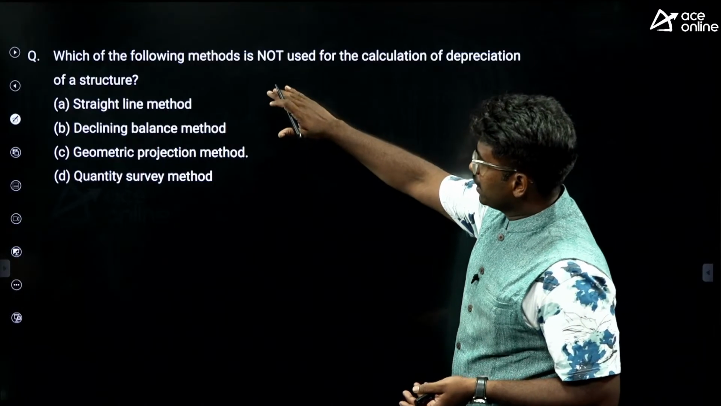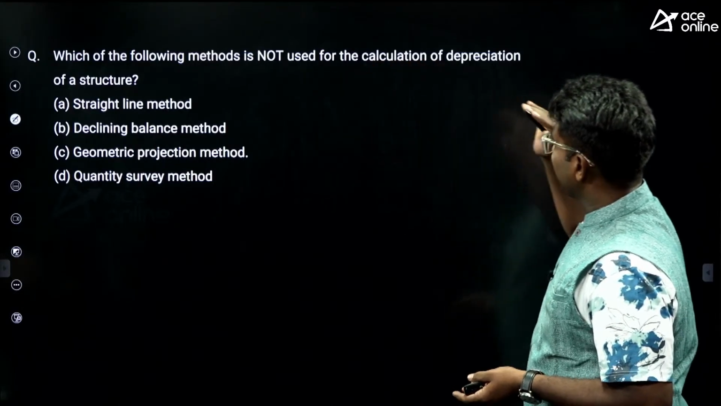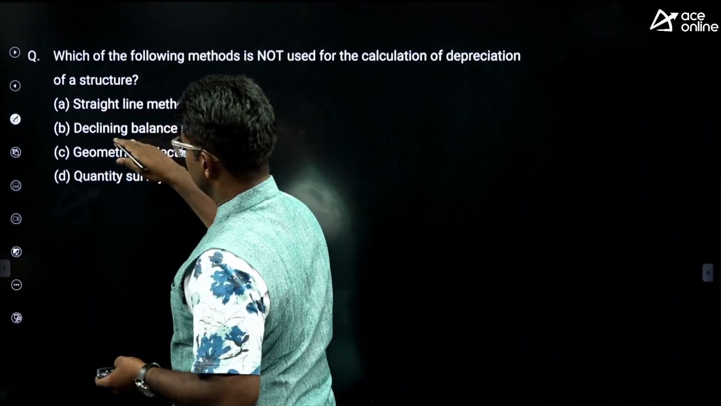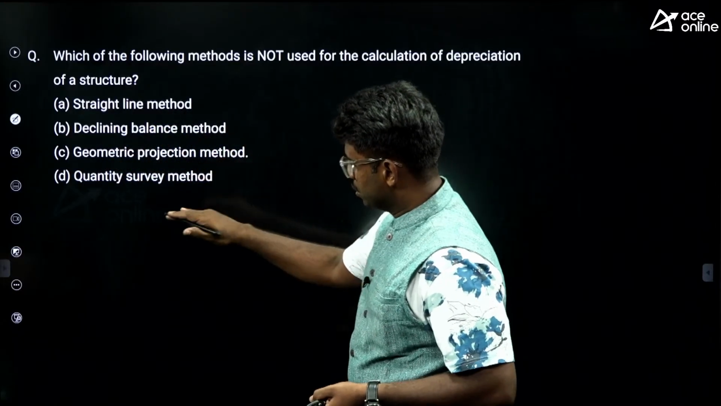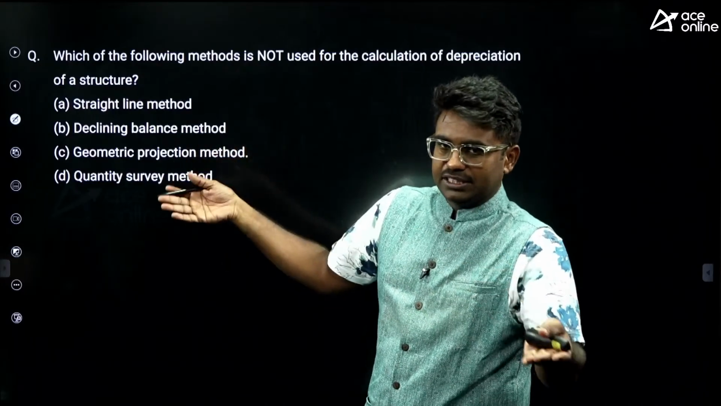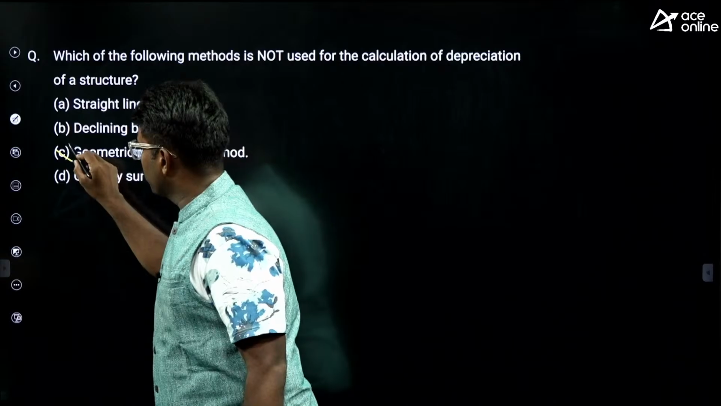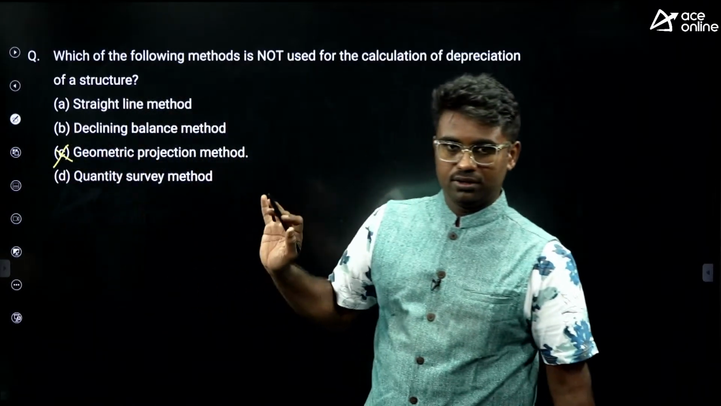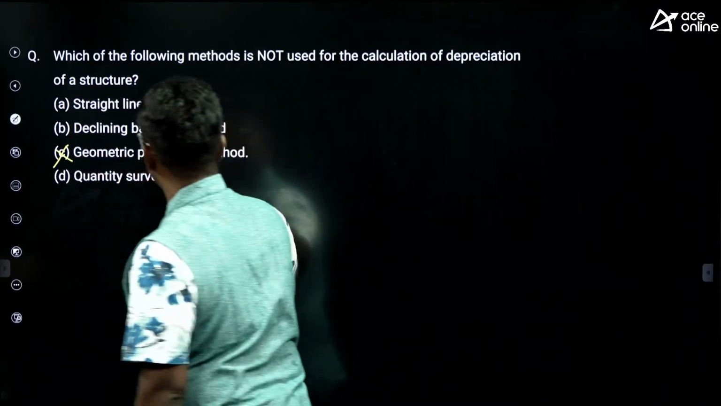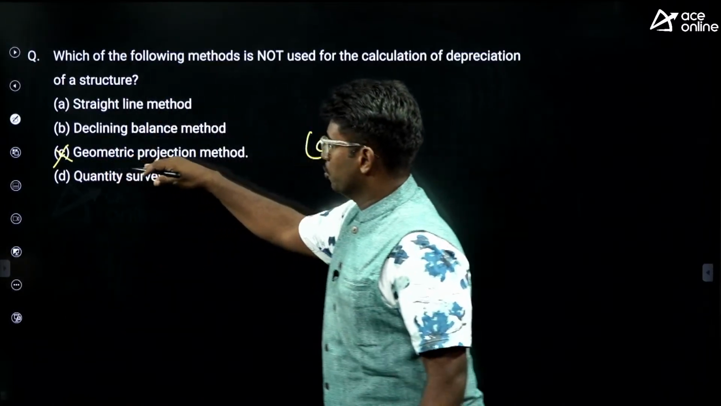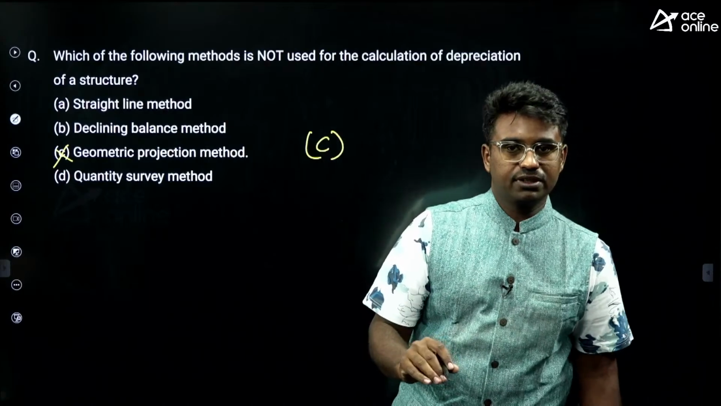Which of the following methods is not used for calculating depreciation of a structure? Straight line method, it is used. Declining balance method, it is used. Quantity survey method, estimation. Geometric projection method, this is the inappropriate one. This is not a method used, so answer is C. All are used except the geometric projection method.